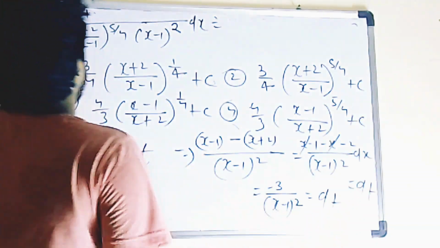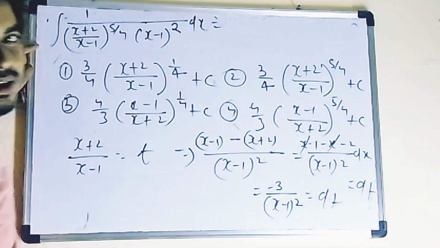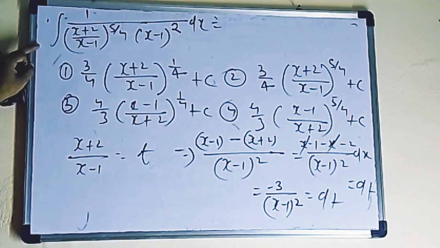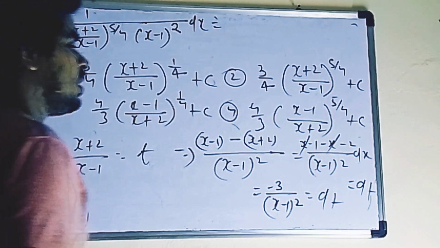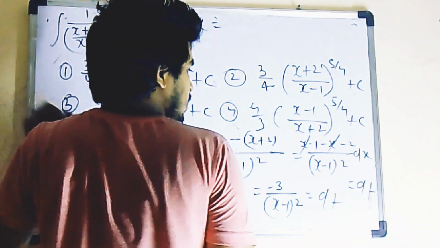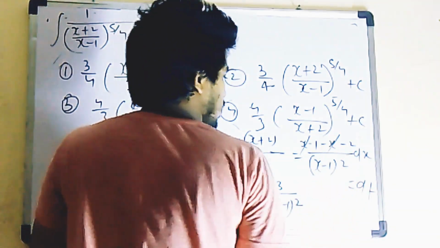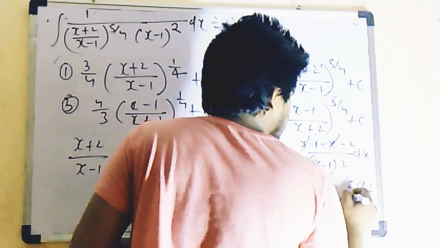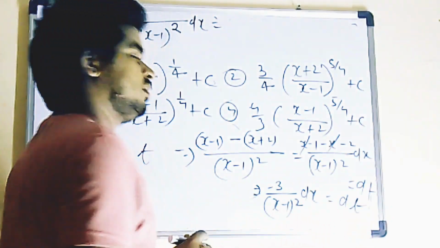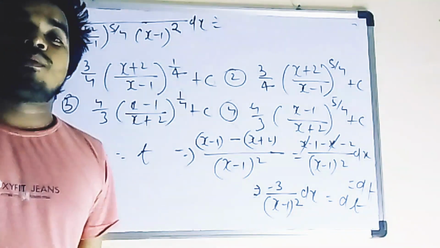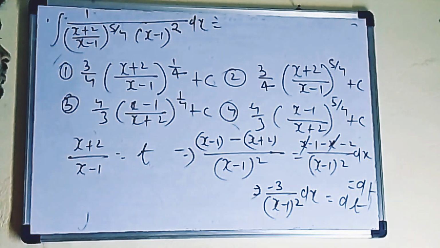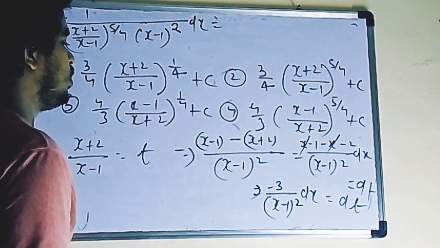Clear? See, in the options also there is 3. So you can now replace minus 3 divided by (x minus 1) whole square, dx, as dt. Clear? This is the third concept of this question. Clear?